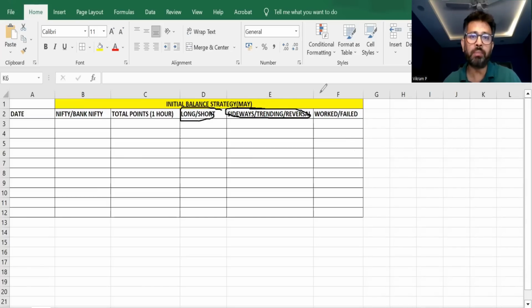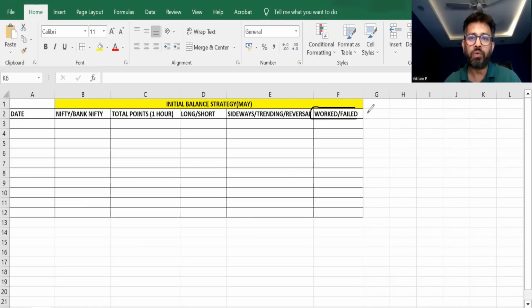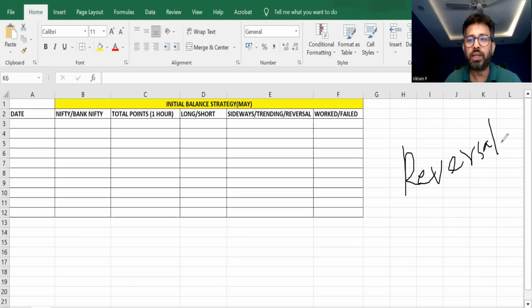This is most important. That means after a one-sided trend, that means it started going down, after that what happened? It can be upside also. After 1 hour, it made a huge move. After that, what happened? Whether it went in a trend, stayed sideways or reversed. So that's why sideways, trending or reversal. And finally, whether that strategy worked or failed. That means if it went in the trend, that means the strategy failed. That means through this strategy, I'm looking to take a reversal trade. That is what I'm looking for in this strategy.